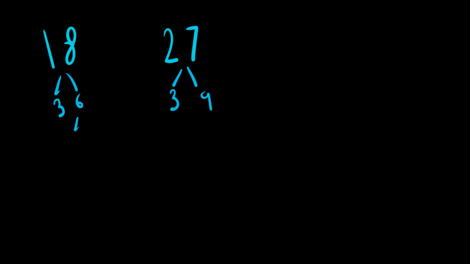So let's break up 6. 3 times 3 is equal to 9. 9 times 2 is equal to 18. And break up 9. 3 times 3 times 3 is equal to 27. And note that when we draw out the factor tree, it mostly involves multiplication.